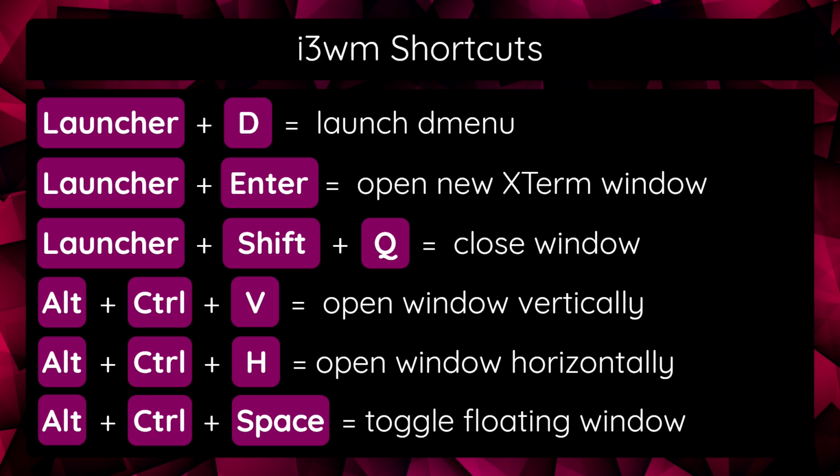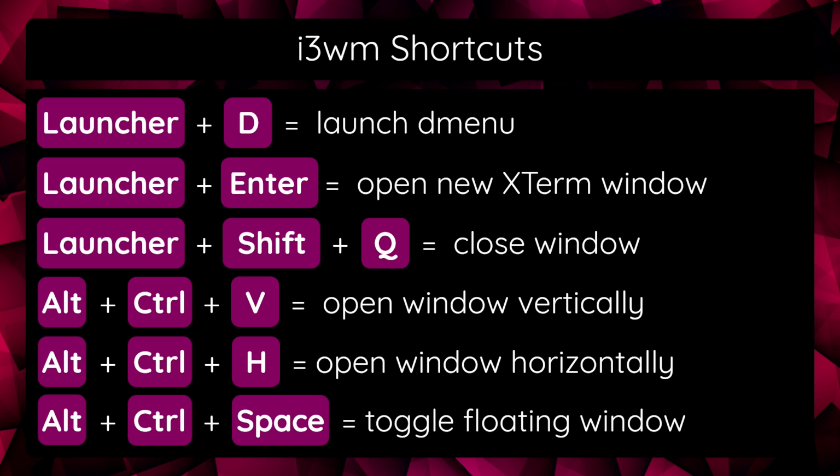Now that we've got i3 configured, here's some of the common i3 shortcuts. Again, the launcher key will differ depending on the Chromebook, so it could have a magnifying glass, a circle, or a special G key. So whichever key opens up the app drawer on the Chromebook is the launcher key. So Launcher D will launch dmenu, which we can use for opening apps. Launcher Enter will open a new Xterm window. Launcher Shift Q will close a window.